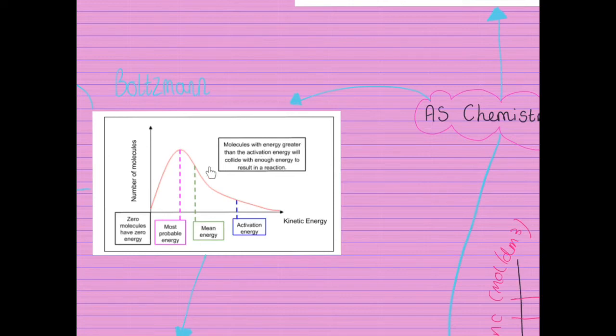Remember, all these particles by here are still colliding. It's only the ones past here that collide and form a reaction, so we want to get all our particles over this side. Okay, that peak there represents the most probable energy. And then you can work out the mean energy as well. So that's just a Boltzmann distribution curve, and a little bit of an explanation about Boltzmann and his distribution curves.